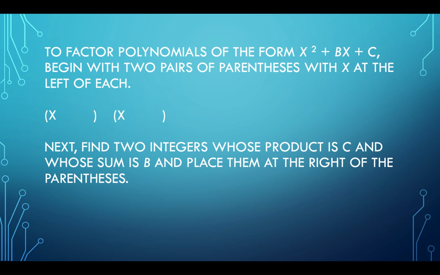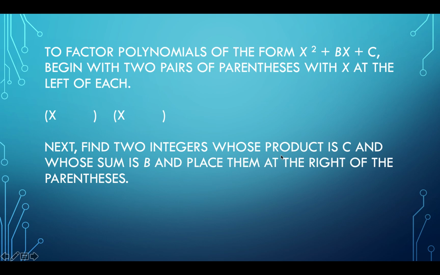And as a reminder, to factor polynomials of the form x squared plus bx plus c, begin with two pairs of parentheses with x at the left of each. So we're just going to open up two sets of parentheses and put x in the left hand side of the parenthesis. Remember, b and c are any number. They're just used in place to represent a number.